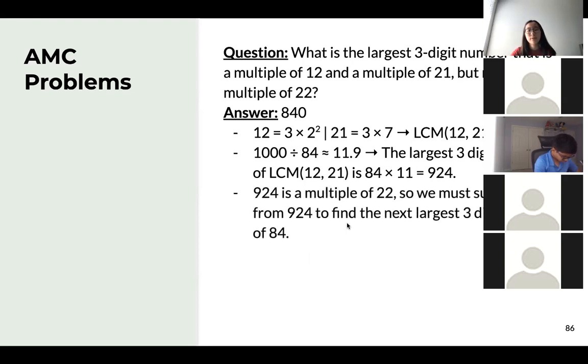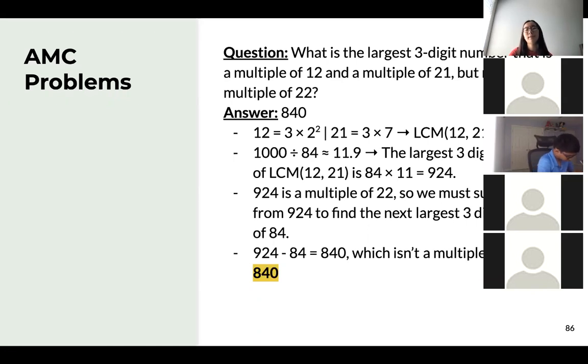924 is a multiple of 22, so we can't use that. And we find the next largest 3-digit multiple of 84, which would be 840. That is not a multiple of 22, so that fits our criteria. So basically, this is just kind of trial and error. You start from the highest one and work your way down.